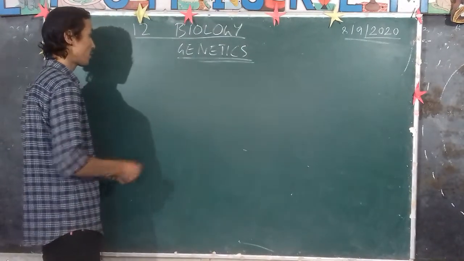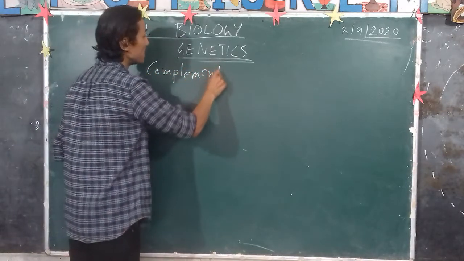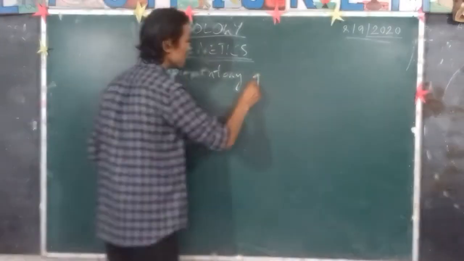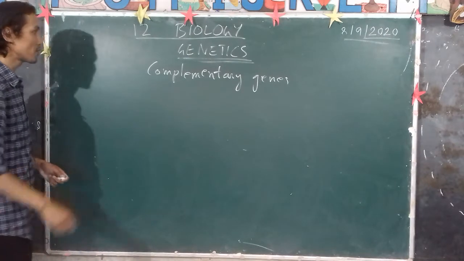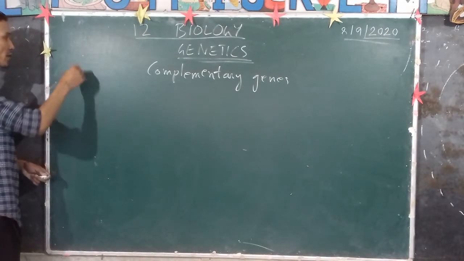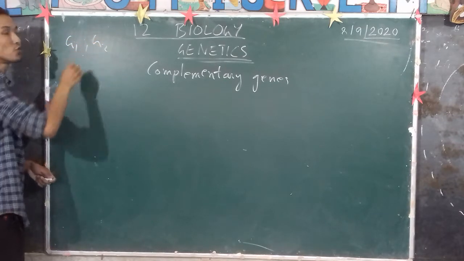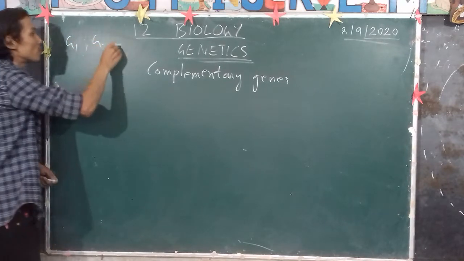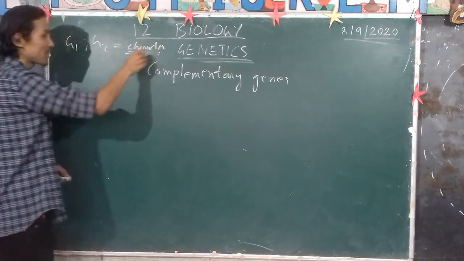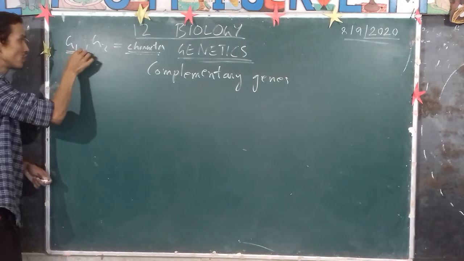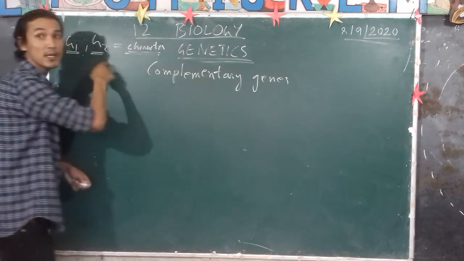Now, there's another phenomenon called complementary genes. By complementary genes, what it means is for a particular character to be expressed, you require two genes, gene 1 and gene 2, to represent a particular character. For this character to be expressed, you require two genes, gene 1 and gene 2. So they become complementary to each other.